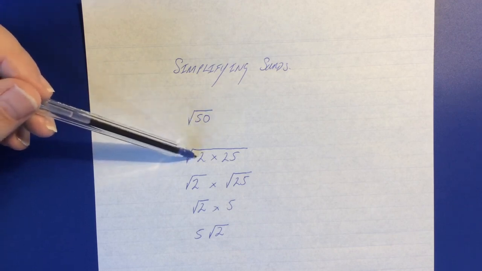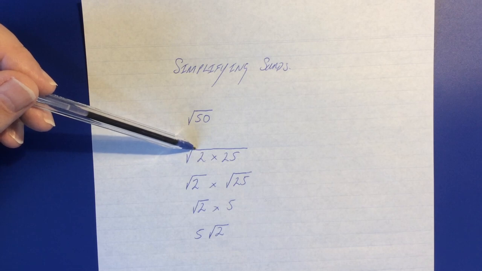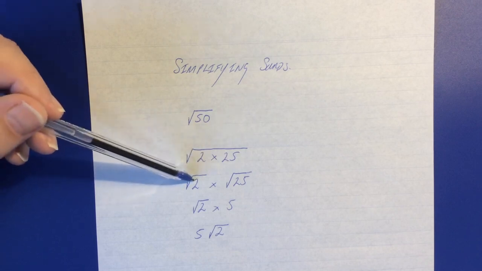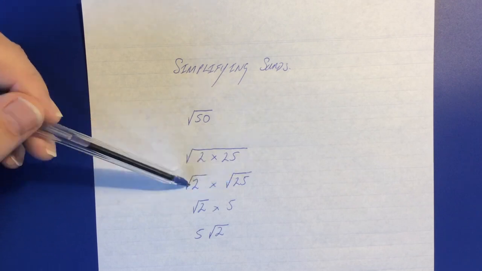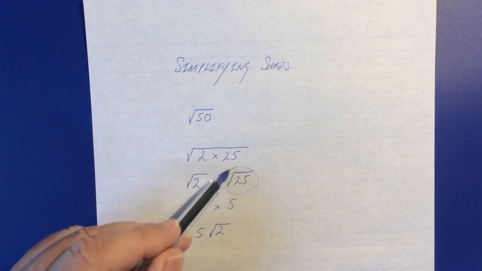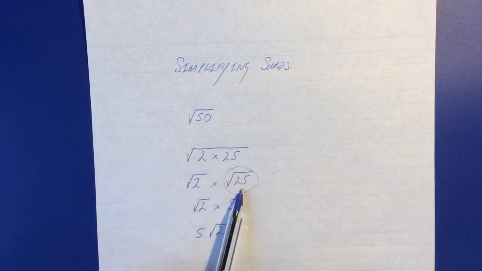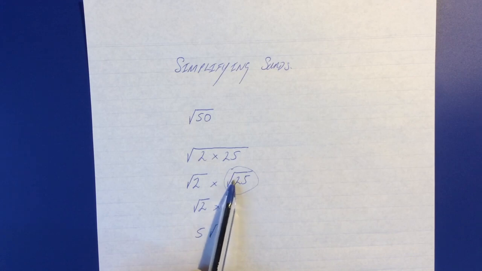50 is the same as 2 times 25. So square root of 50 is the same as the square root of 2 times 25. Now, we can write this like this. We can split it up. And we can find a real number for this. The square root of 25 is 5. So rather than write square root 25, we'll just write 5.